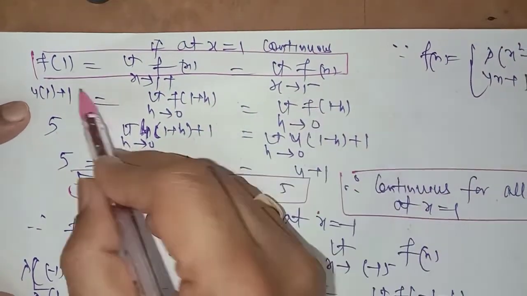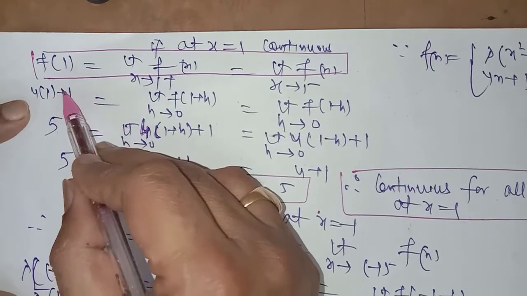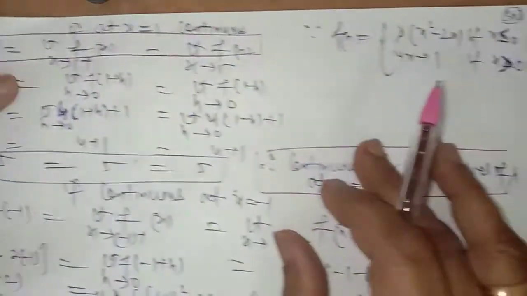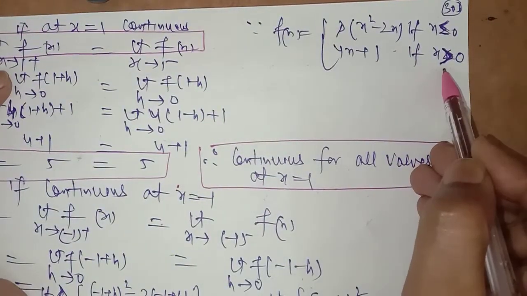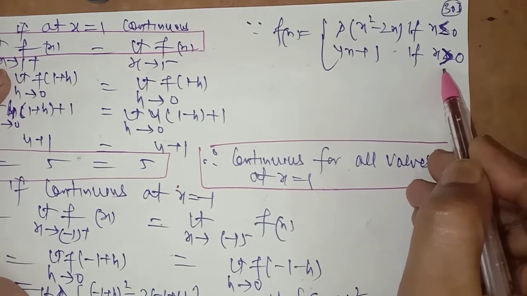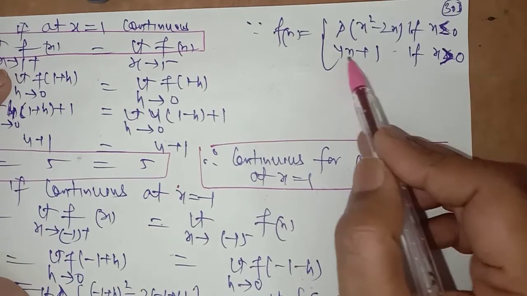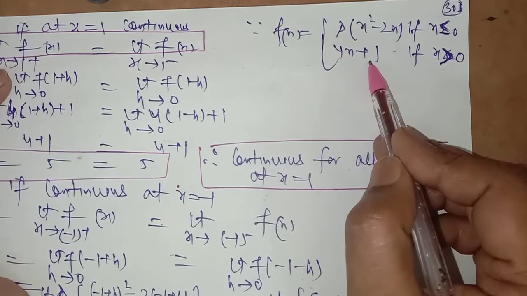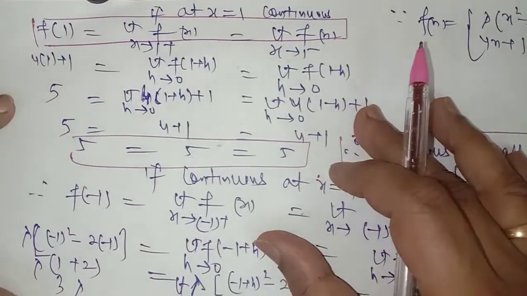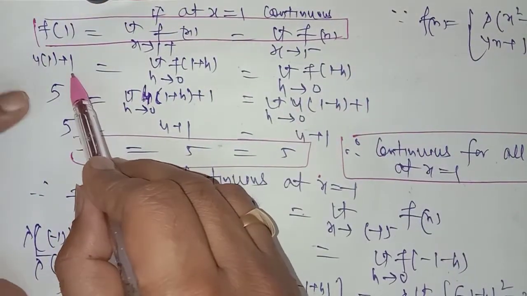Now you have to find the value of the function at 1. So f(1) means greater than 0, so we'll use this function. So 4 into 1 plus 1. So this comes out to be 4 into 1 plus 1.